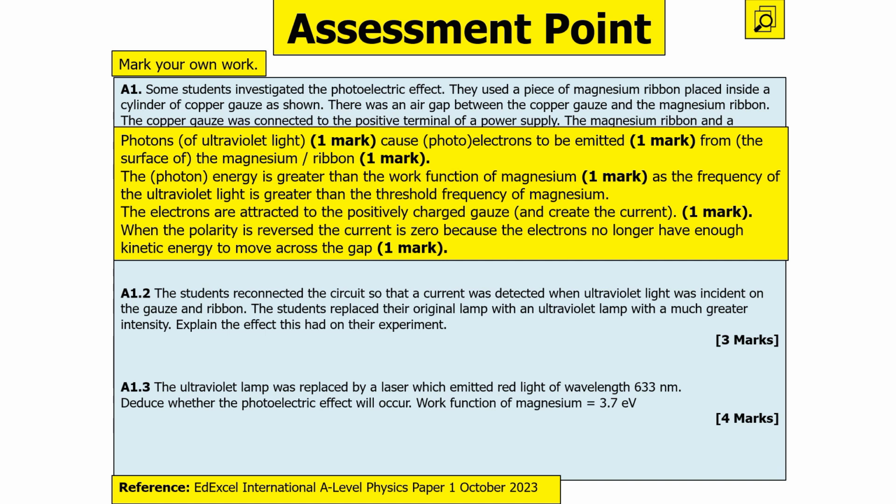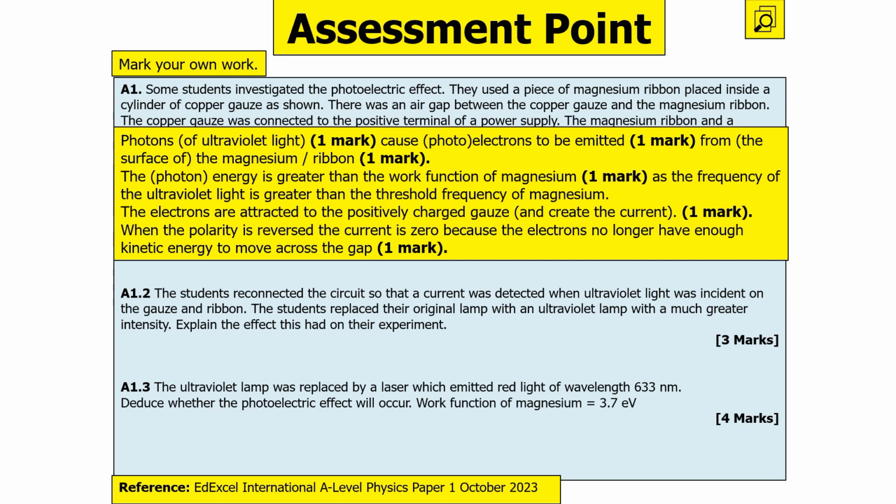Now, electrons are always attracted to the positively charged gauze, so they will move and create a current. When the polarity is reversed, the current goes to 0, because the electrons won't have enough kinetic energy to move across the gap. They're now being repelled by the negative charge on the gauze, so they'll want to stay on the other side.